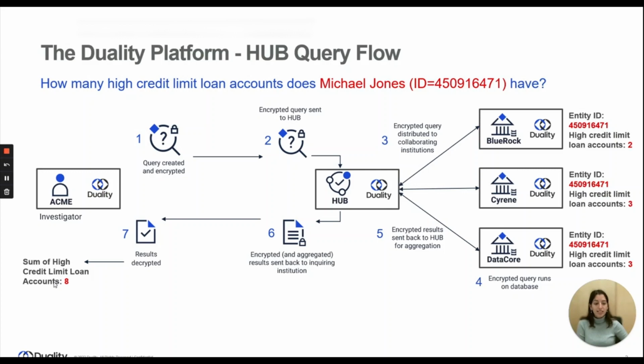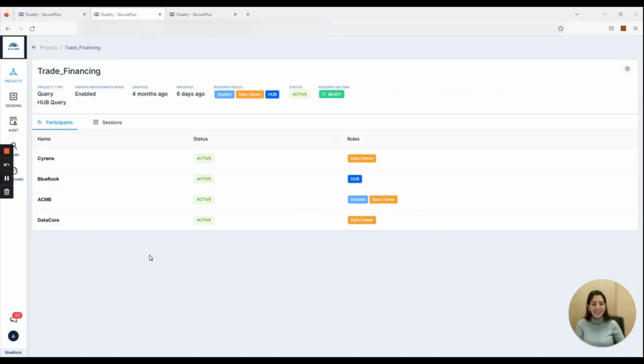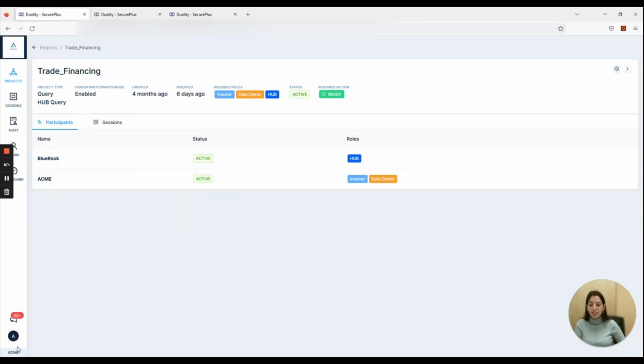Let's take a look at this query through the UI. As you can see over here, I have my trade financing project all set up and configured. I am currently logged in as Blue Rock, who is our hub. These are the other participants in this collaboration, all of whom are financial institutions. We have our hidden participants mode enabled, meaning that only the hub can see the rest of the participants. If I head on over to Acme as our investigator, I am only aware of myself and Blue Rock in this collaboration. This way, none of the financial institutions can know who is in the collaboration project.